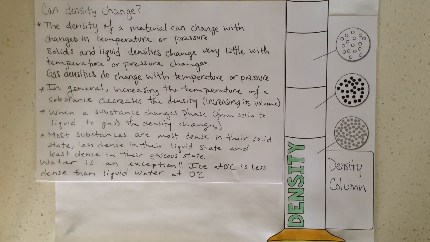When a substance changes phases, from solid to liquid to gas, the density changes. Most substances are most dense in their solid state, less dense in their liquid state, and least dense in their gaseous state. Water is an exception. Ice at 0 degrees Celsius is less dense than liquid water at 0 degrees Celsius. That's why your ice will float on your water.